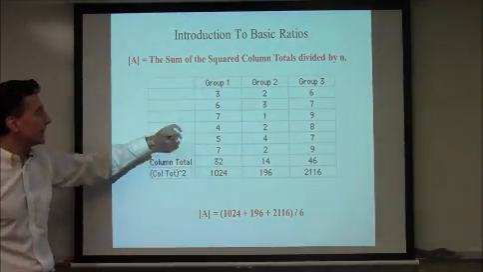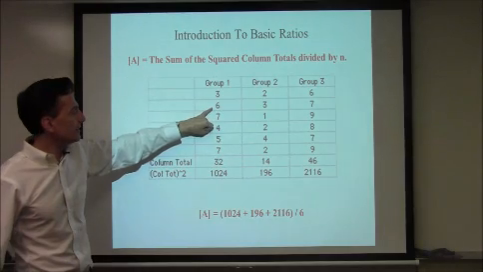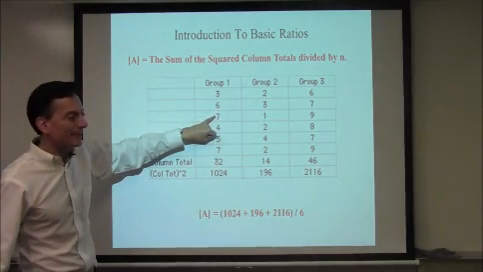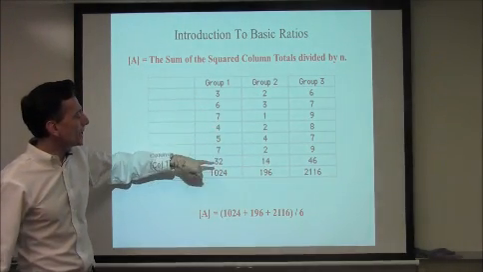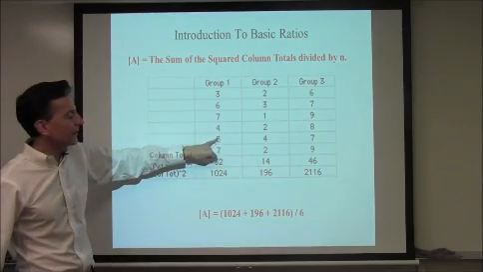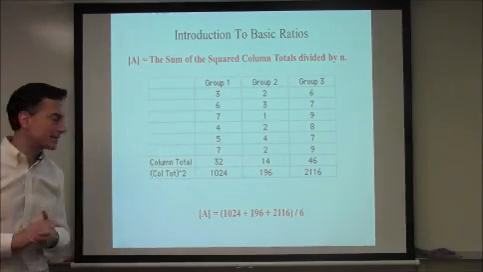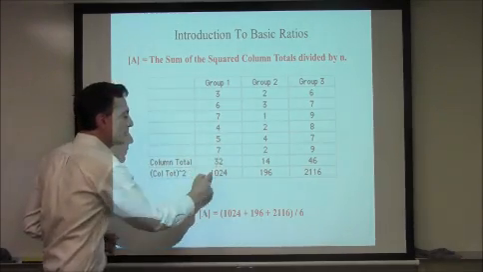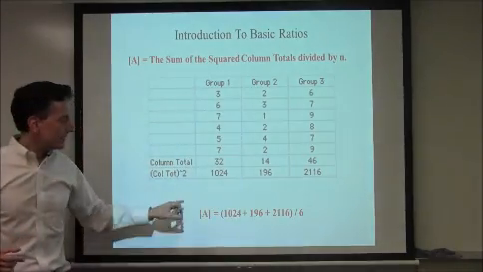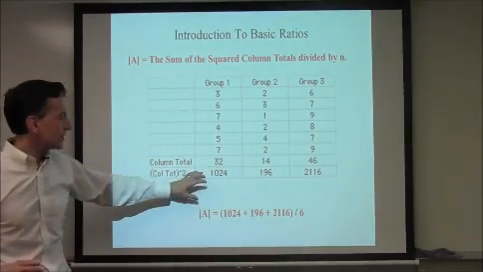And let's make sure you're following that. 3 and 6 would get us to 9. 9 and 7 would get us to 16. And then 4 more would get us up to 20. Here's 5 more getting us up to 25. And 7 more would get us up to 32. We'll take the 32 and square it, and we get 1024. And that's our squared column total.